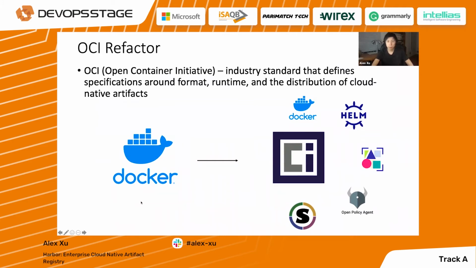So I want to talk a little bit about Harbor 2.0. Harbor 2.0 was all about becoming an OCI compliant registry. You might have heard the terms OCI compliant or OCI conformant, OCI capable. So we should talk about what OCI is before we talk about what it means for Harbor to be an OCI compliant registry.